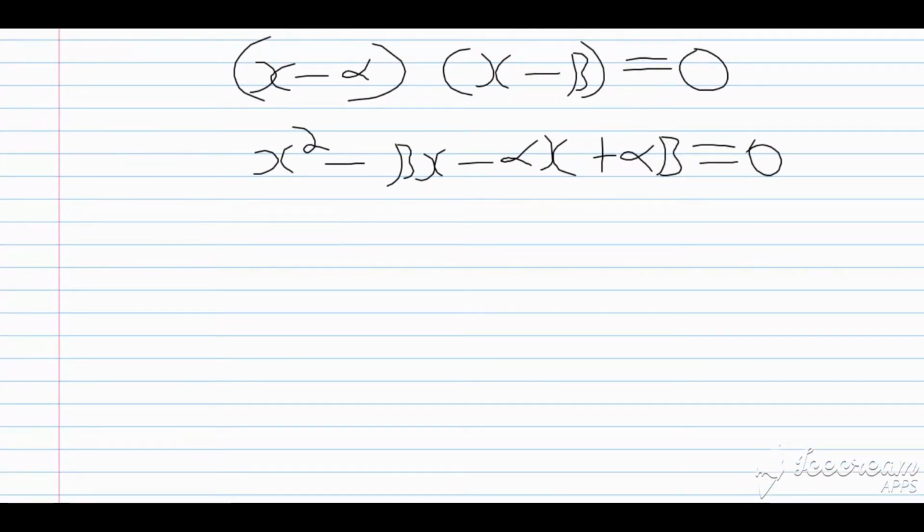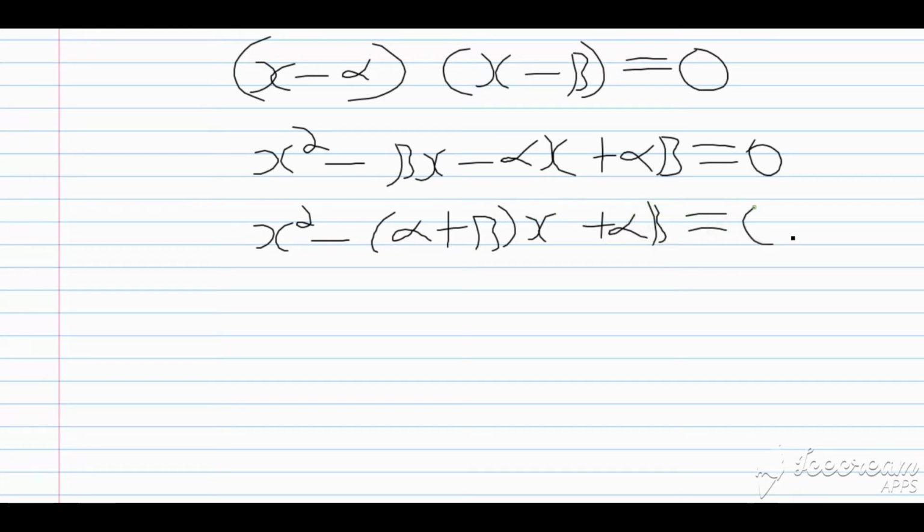All right, let's break this down. I can factor out an x and a minus sign here. So I could have x squared minus, let's turn this around, alpha plus beta times x plus alpha beta equals 0. And bear in mind that the original equation has the general form ax squared plus bx plus c equals 0.